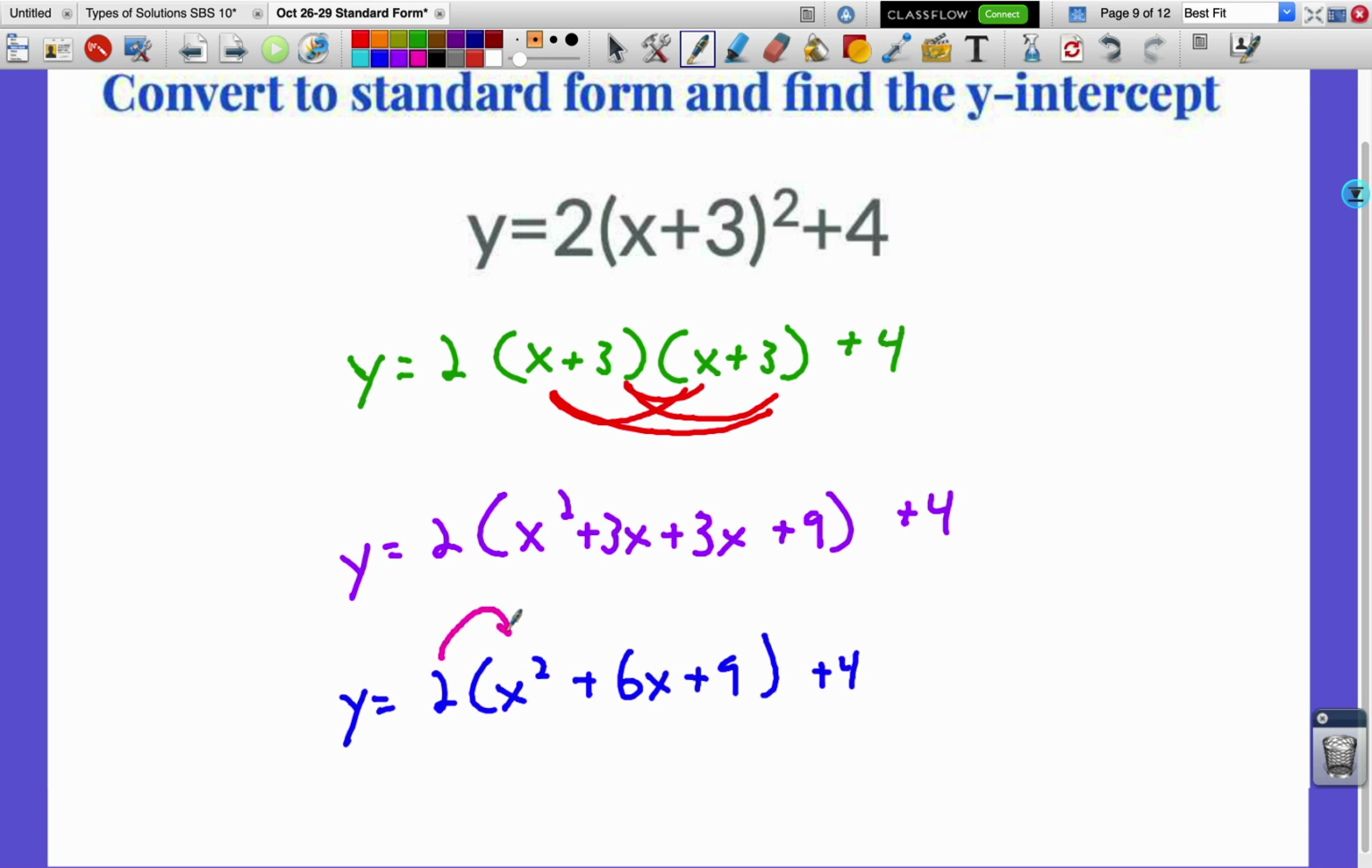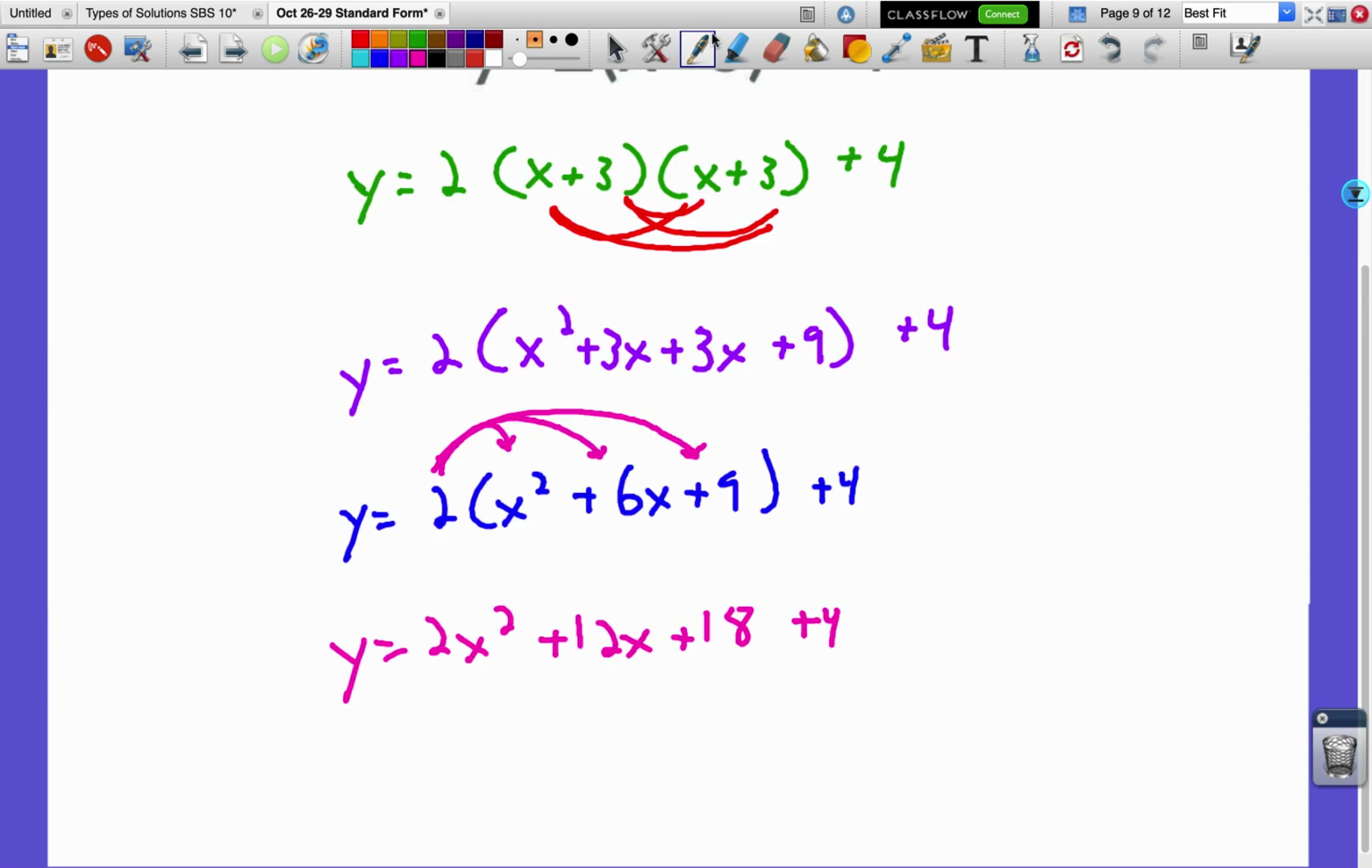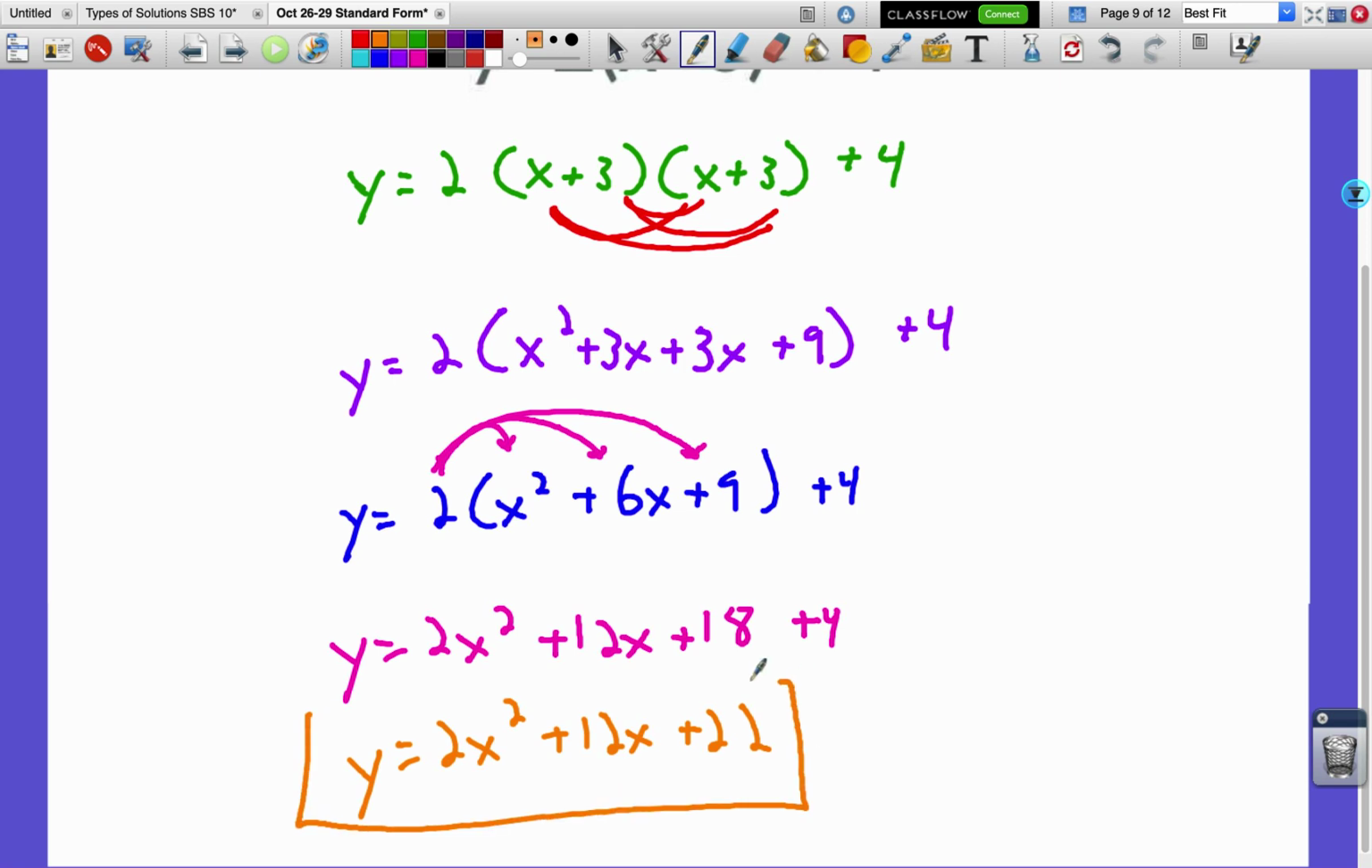And now we can distribute in this 2 and finally get rid of all of the parentheses. So that doubles the coefficient on everything. Now we've got y equals 2x squared plus 12x plus 18. Still keep this plus 4 at the end, because now it has a like term that it can combine with. And when we do that, we get y equals 2x squared plus 12x plus 22. Now the problem asked us specifically, what is the y-intercept? The y-intercept is 22. It will cross the y-axis at 0, 22.